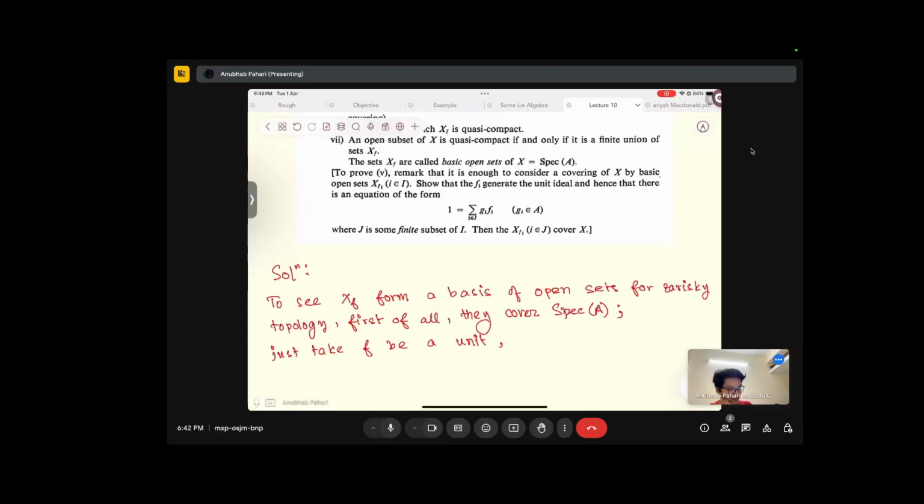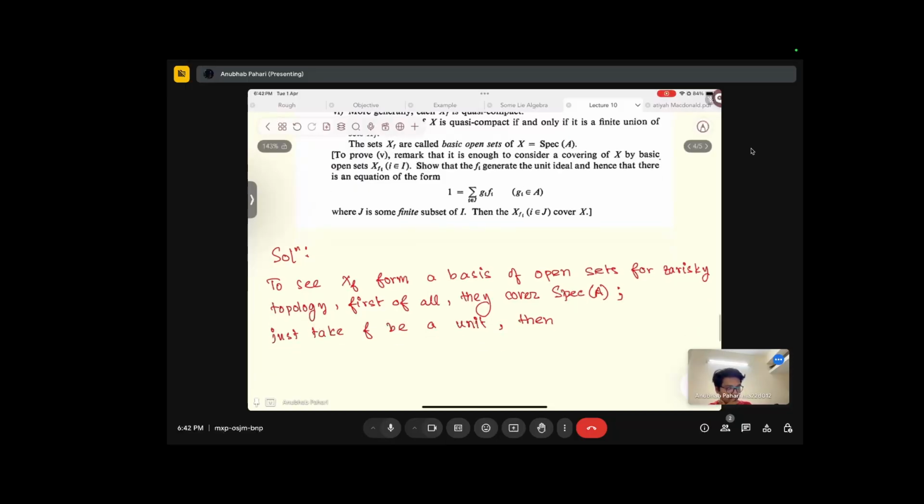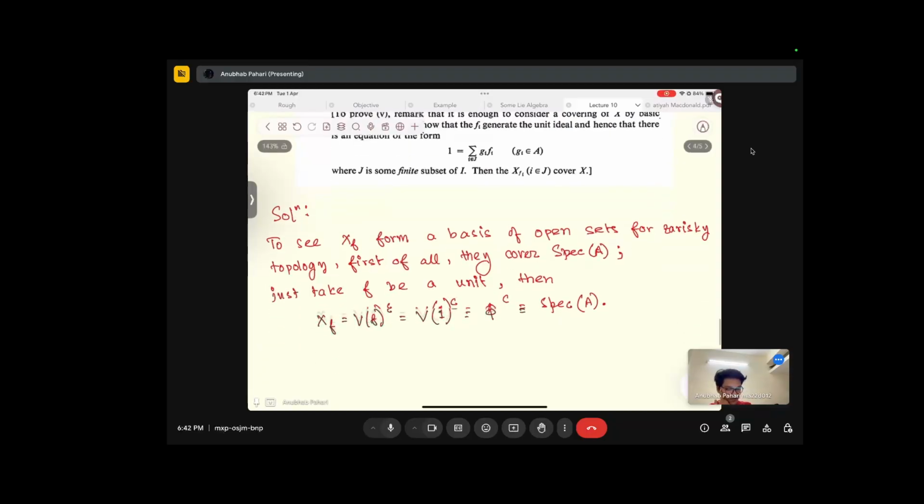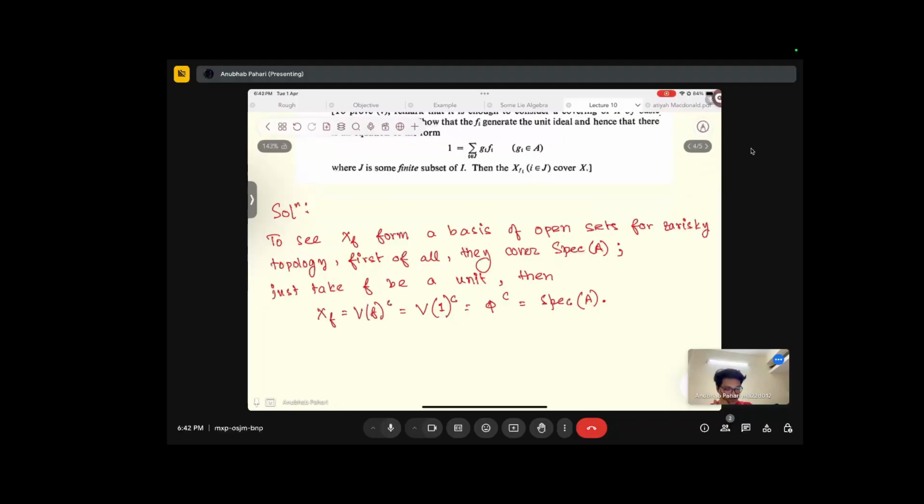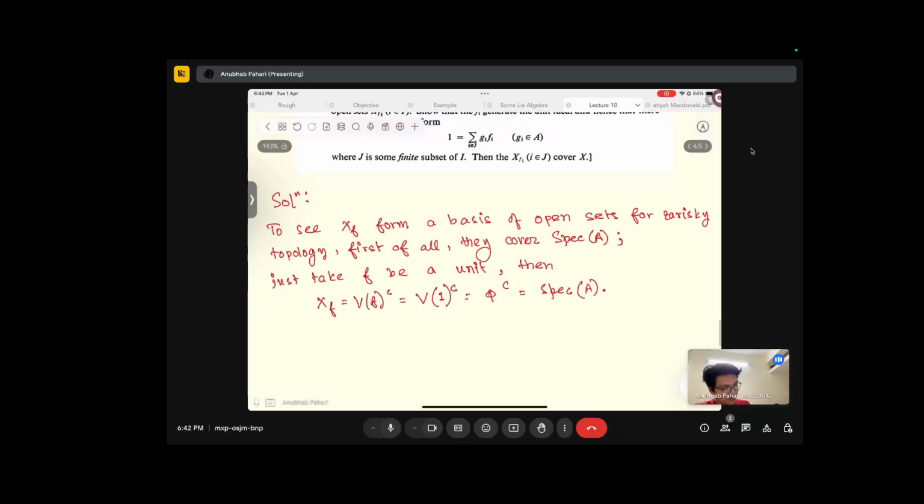Then your X_f equals V_f complement, that means V_1 complement, and you know V_1 is phi, right? So phi complement, that means your Spec A. So at least you know that this type of sets covers the whole set.